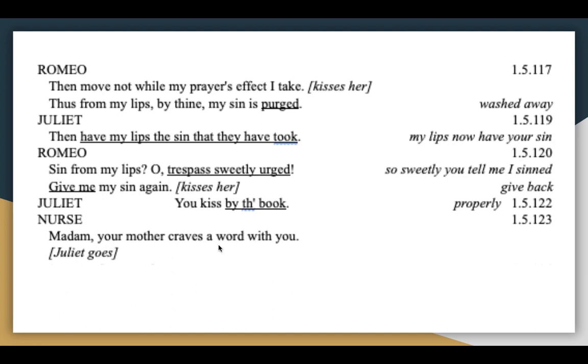Madam, your mother craves a word with you. Now, remember, Paris is at this party. The mum and the dad want Paris and Juliet to meet. The mum in particular thinks that it would be a good marriage because she would get a lot from it. Paris is a catch in her eyes. He's got lots of money, he's got power, and so she wants Juliet to speak with Paris.